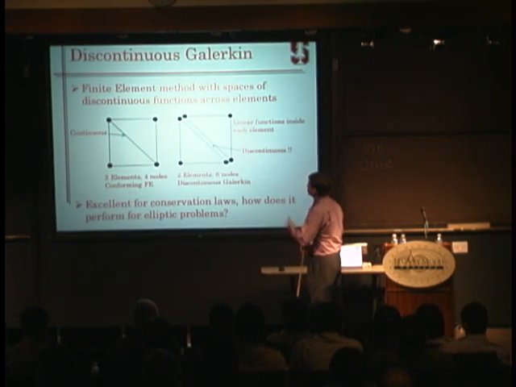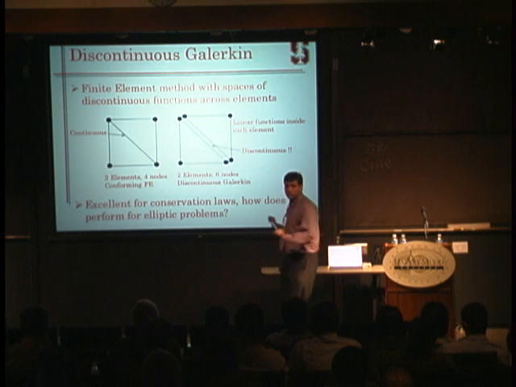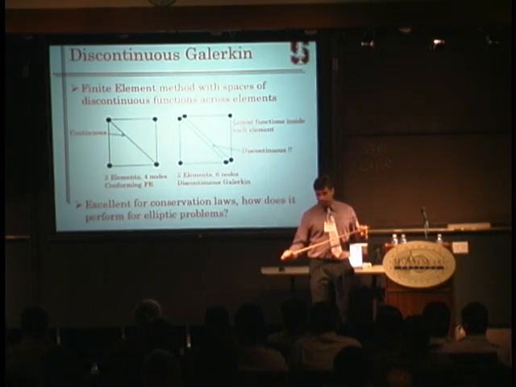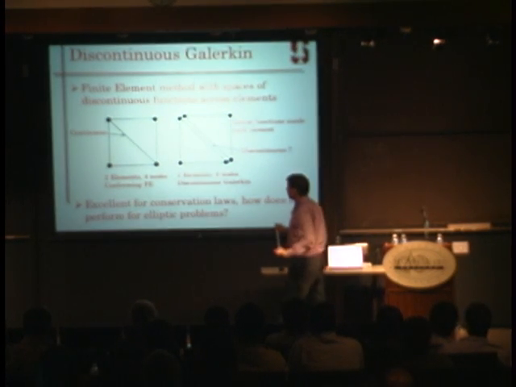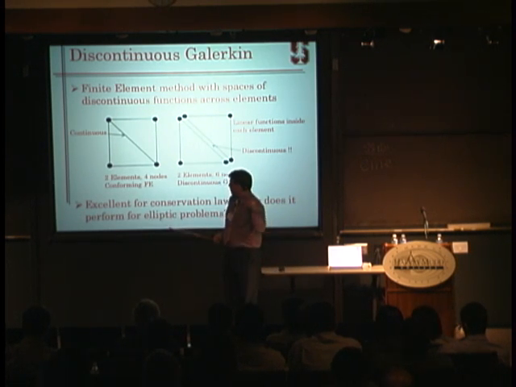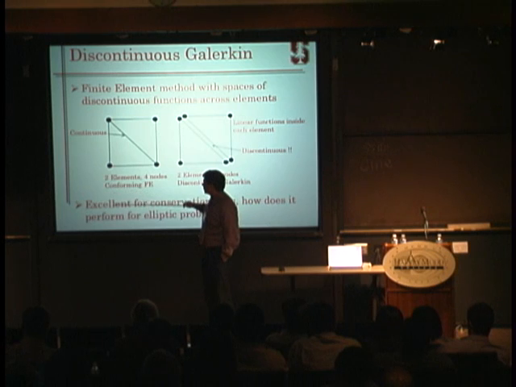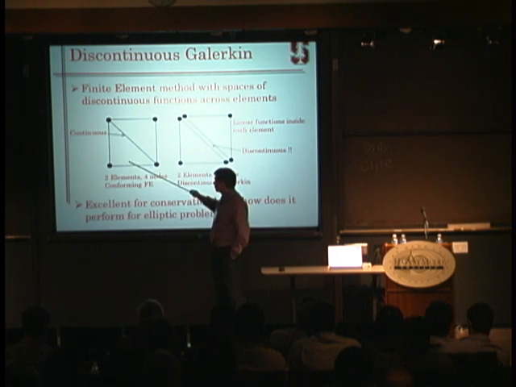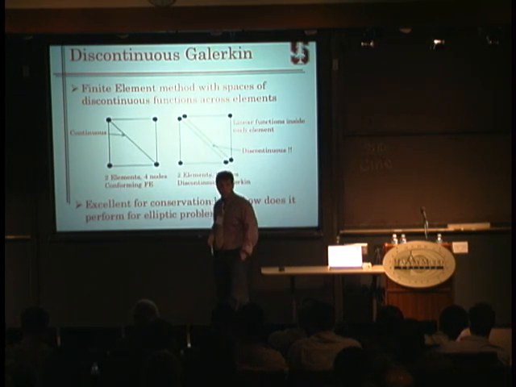So why do we want to use discontinuous Galerkin here? First of all, let me tell you what discontinuous Galerkin is. Discontinuous Galerkin is just a finite element method with a space of discontinuous functions across elements. So that means that if you have a field and you're using a conforming or continuous finite element space, you have this type of mesh formed with two triangles, you have two elements, and you have 4 degrees of freedom. And any function in your space is continuous at that interface.